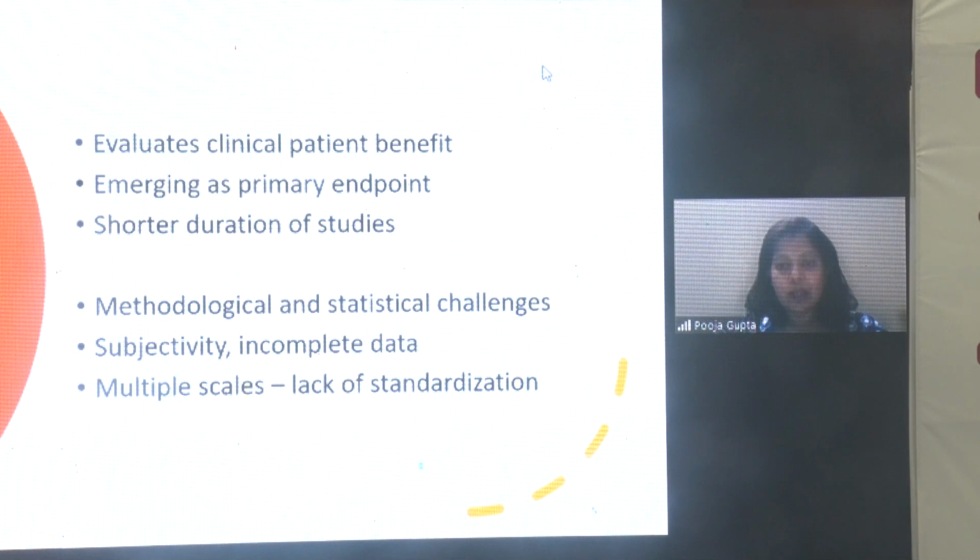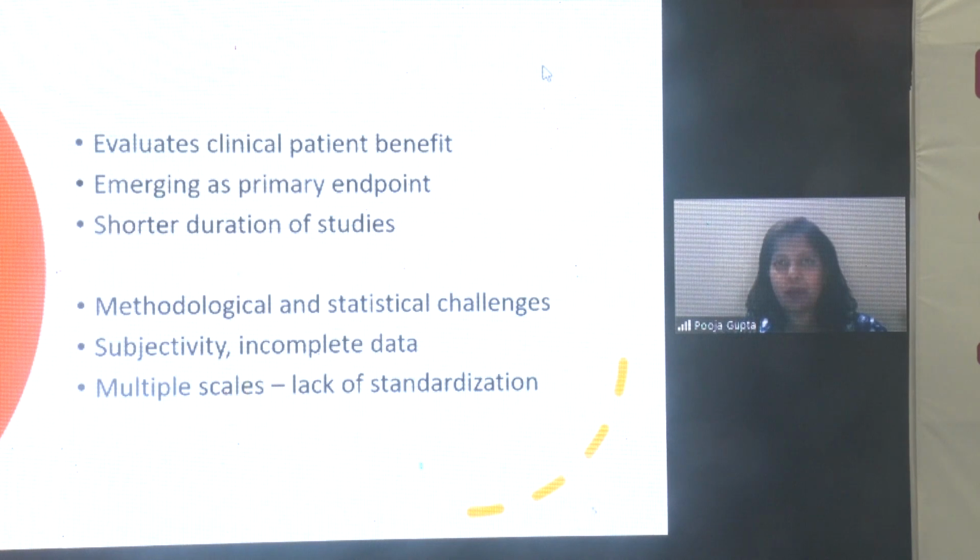However, it comes with a lot of methodological and statistical challenges. How to interpret the data? What are the cutoffs to be taken? There is a lot of subjectivity involved. And there is a particular concern about missing data when studying quality of life using the several scales that are available these days. And then there is the matter of identifying a particular scale.